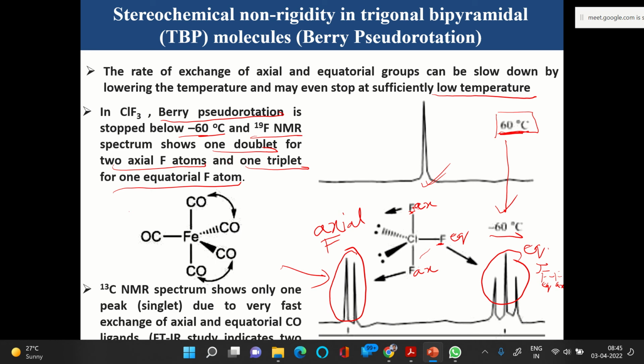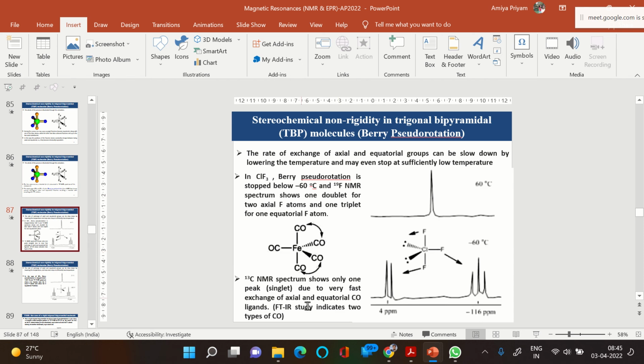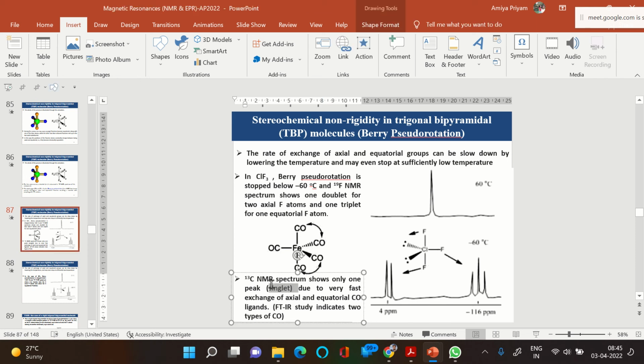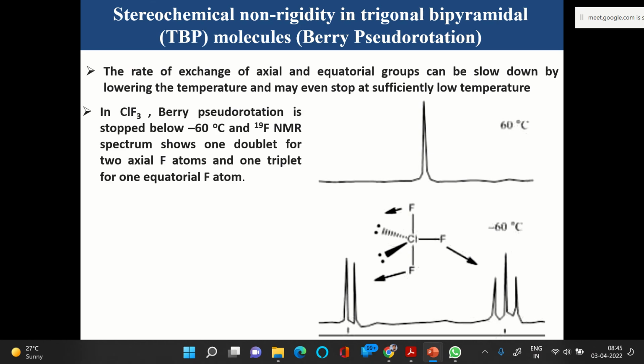FeCO5 we have, yes, in this case 13C NMR you can conduct. There is no proton, so the magnetically active nucleus is 13C. If you enrich the CO molecules with 13C, then you can perform 13C NMR, and you will find, a point to be noted, that 13C NMR will give you only a singlet, because due to the Berry pseudo-rotation there is a fast exchange, and because of that you won't see anything.